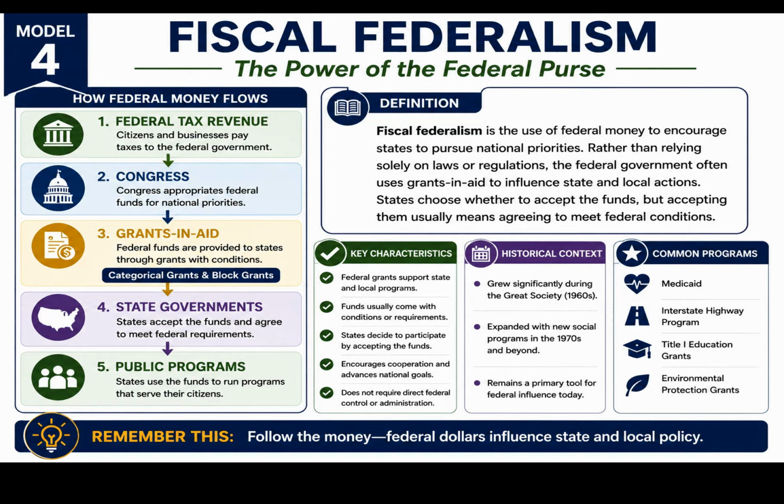The process is straightforward. Citizens and businesses pay federal taxes. Congress appropriates these funds, and the money is distributed to states through grants. Many grants include conditions states must follow if they accept the funding. States then administer the programs and deliver services to their residents. The one thing to remember is this: follow the money. Federal dollars often influence state and local policy.